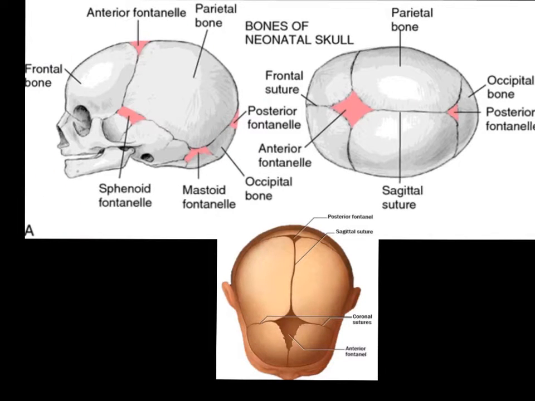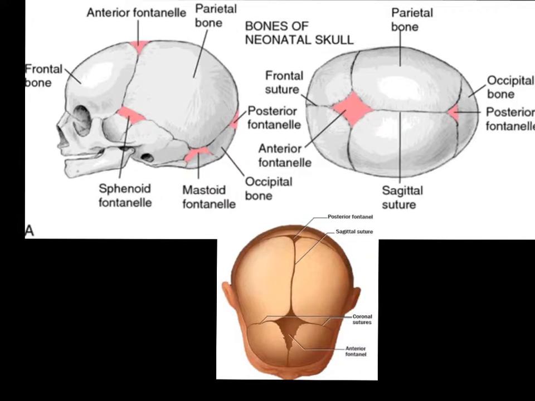Now here we have some various diagrams of fetal skulls, and one of the things we want to show you is these areas right along here. And these areas right here are known as fontanelles. These are areas where the skull bones have not fused together yet. We call these the soft spots on the baby.